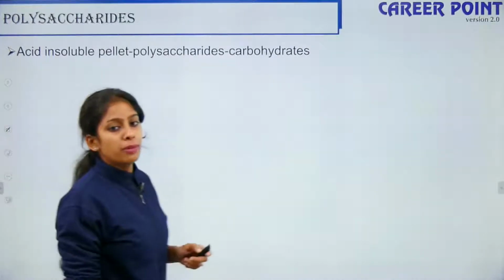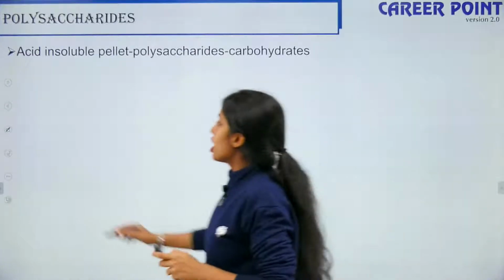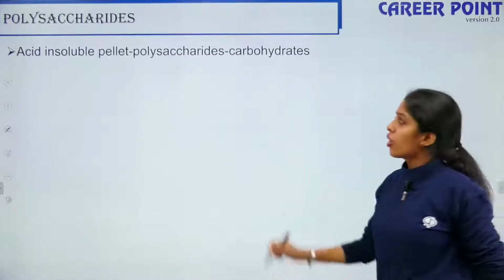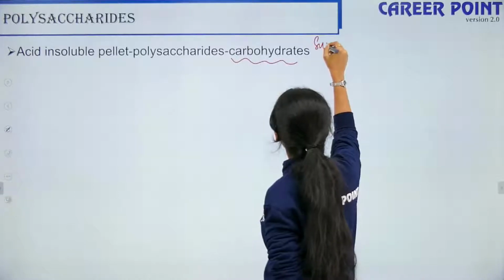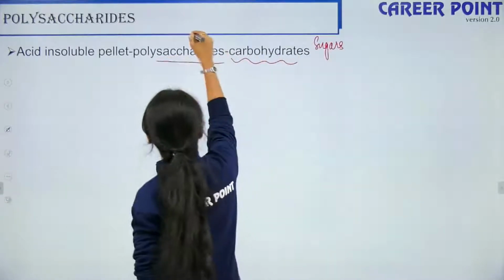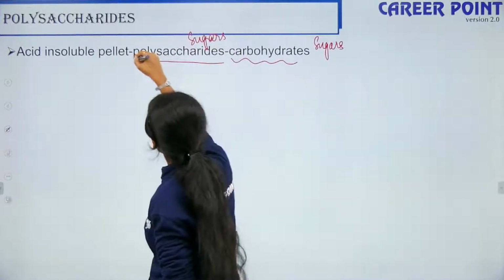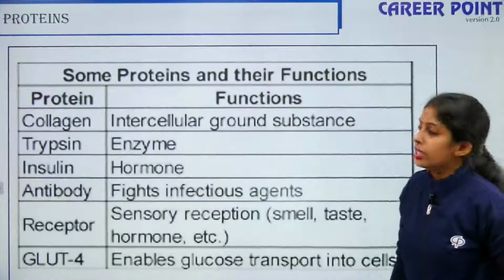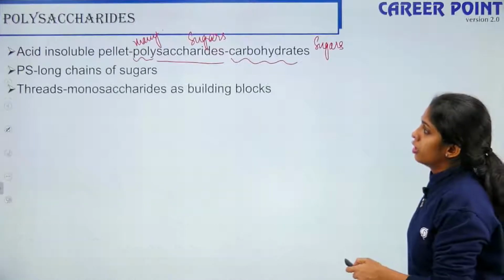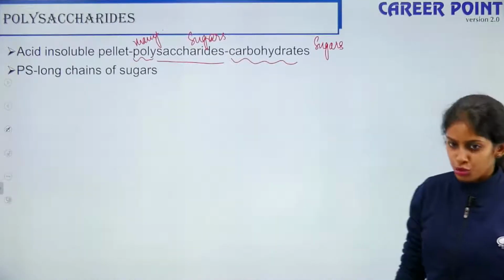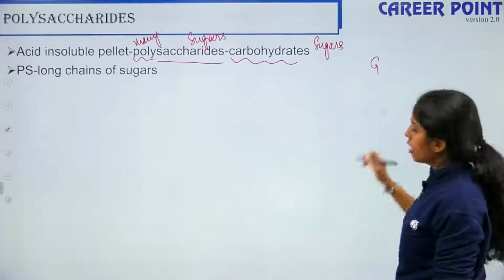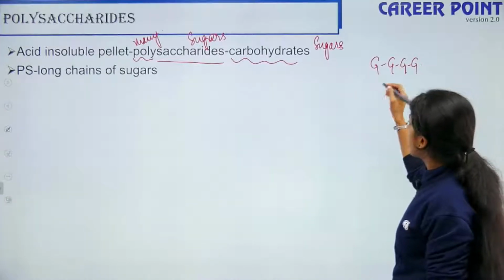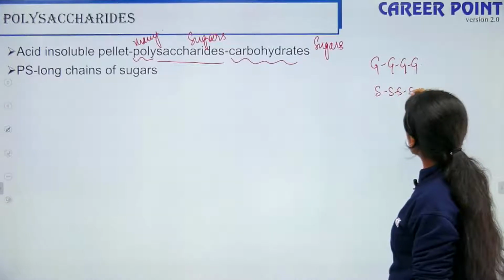Moving further, the next one is your polysaccharides. The acid insoluble pellet also has what is known as polysaccharides or carbohydrates. Your carbohydrates are basically sugars, right? Saccharides also mean sugars, and poly means many. So polysaccharides are long chains of sugars. Glucose is a sugar, so long chains of this are your polysaccharide. It can be glucose or it can be sucrose also. So that is also a polysaccharide.